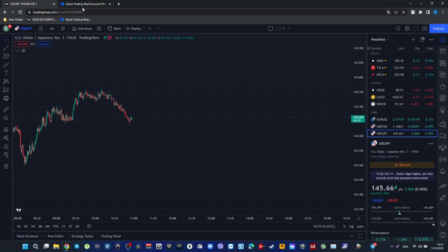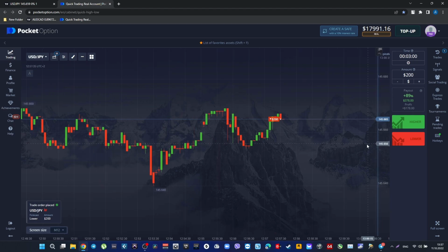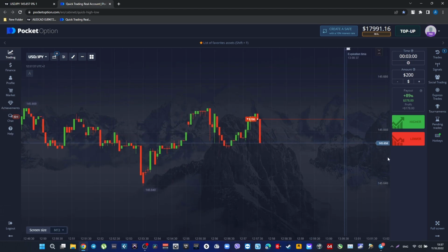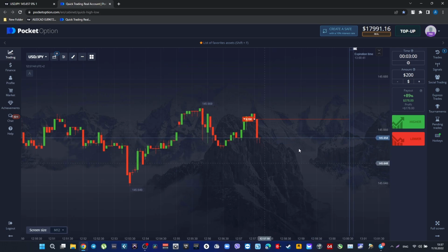Therefore, I will go to Pocket Option where I will open a down trade for 3 minutes and wait for it to end. In the meantime, let's talk a little about how to trade on the news while we wait.